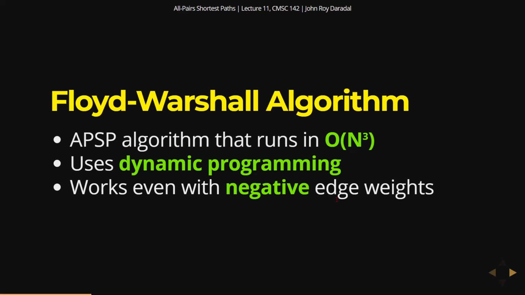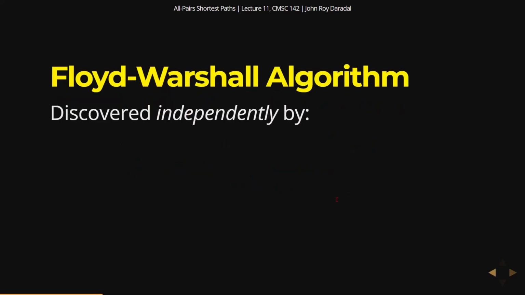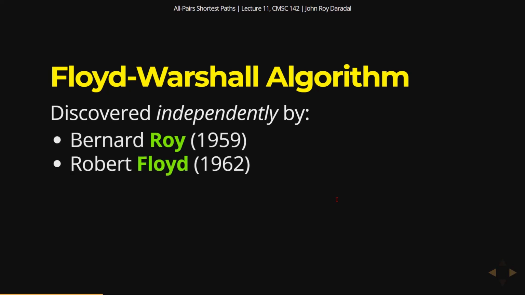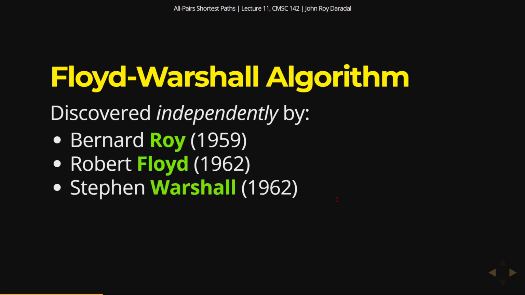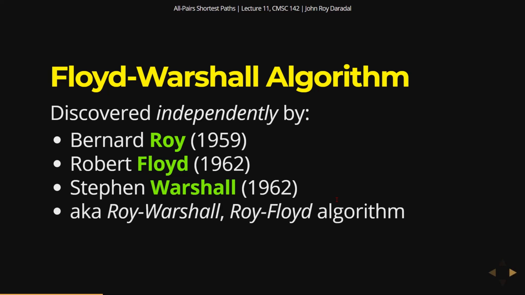So we don't have to worry whether the graph has non-negative edge weights like in Dijkstra's. Okay, before we talk about how it works, a little bit of history. This algorithm was discovered independently by different people: by Bernard Roy in 1959, by Robert Floyd in 1962, and by Warshall in 1962 as well. Sometimes it's also known as the Roy-Warshall and Roy-Floyd algorithm, but it's more popularly known as the Floyd-Warshall algorithm.